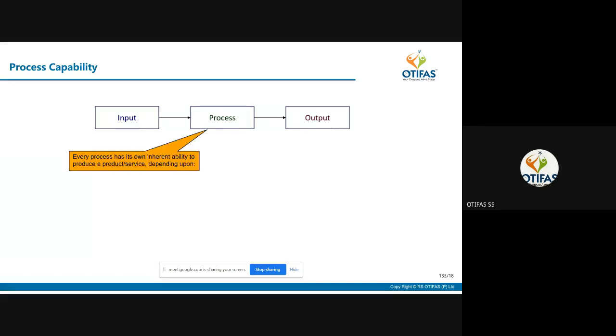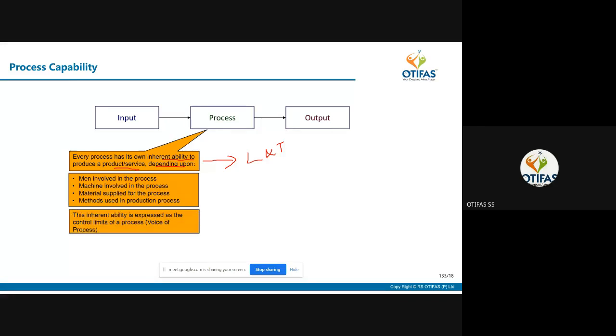Every process has its own inherent ability to produce a product or service. For example, I have taken the construction company L&T. Every process has its inherent ability to produce a service depending upon the type of men involved, machines involved in the process, material supplied for the process, method used, etc. So this is an inherent ability of L&T.